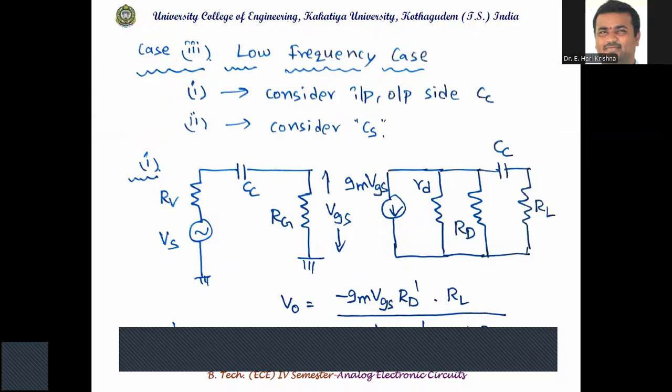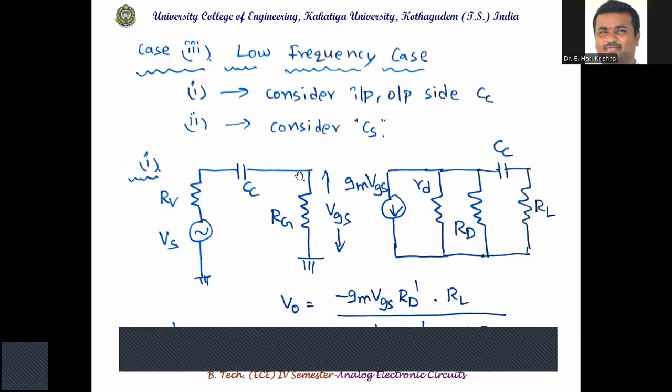In the low-frequency case, again we are dividing into two parts. One is considering the input side and output side coupling capacitors, and the second case is considering only the source bypass capacitance. In the first case, we are seeing the effect of the input side and output side coupling capacitors. The corresponding equivalent diagram is VS, RV, CC, RG.